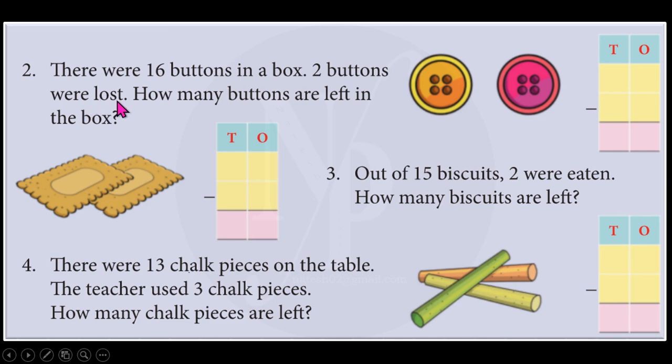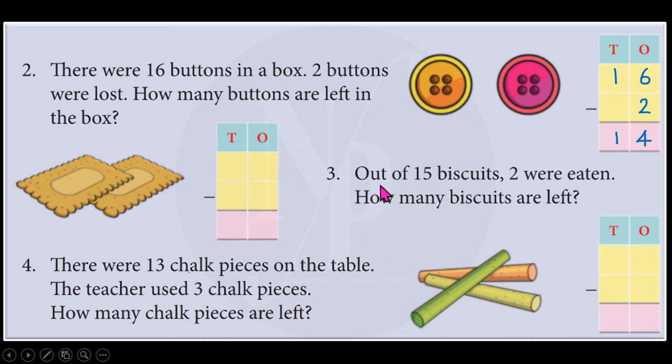So after losing 2 buttons from the box, how many buttons are left in the box? We should find out that. So we will write down the numbers appropriately in these boxes here. We had 16 buttons in the box and 2 of them were lost. So after losing 2 buttons, how many are left? We will find out now. So we have to subtract 2 from 16 to find the answer. On subtracting 2 from 6, you get 4. And 1 minus 0 is 1. Therefore, 14 buttons are left in the box.